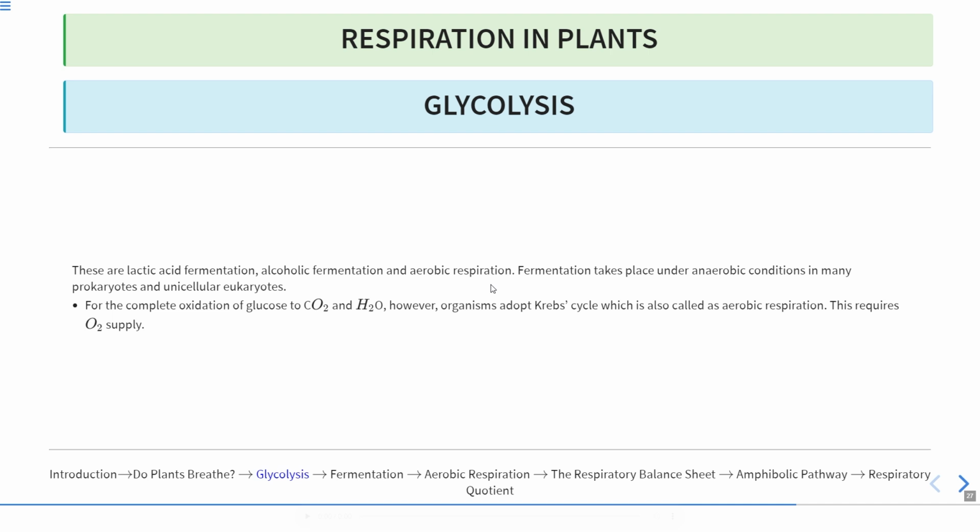Further oxidation of the pyruvic acid takes place in the Krebs cycle, which occurs inside the mitochondria, and that is the aerobic respiration. So this requires an O2 supply. That is why it is called aerobic respiration, meaning for this process to occur, there is a requirement of oxygen.